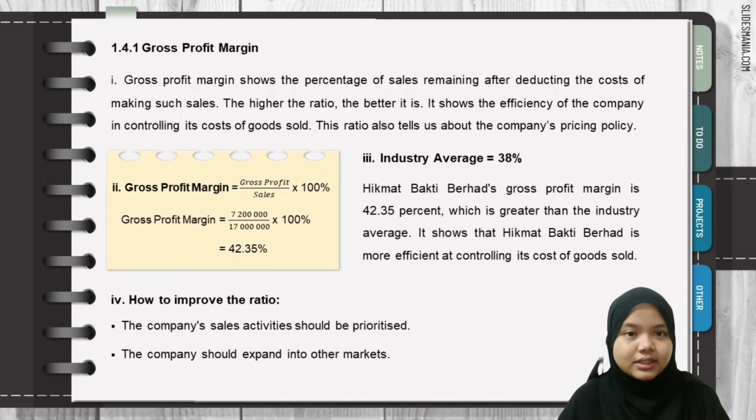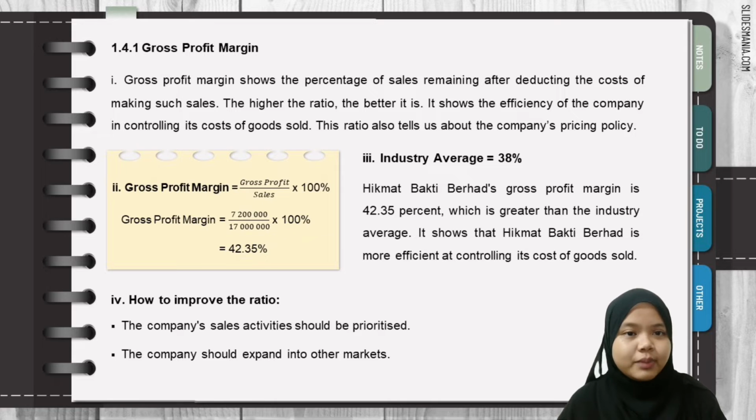Gross profit margin is gross profit divided by sales times 100%, which is 7,200,000 divided by 17 million times 100% equals 42.35%. Industry average is 38% and this shows that Hikmah Bati Berhad's gross profit margin is greater than the industry average, so the company's sales activities should be prioritized in order to improve this ratio.